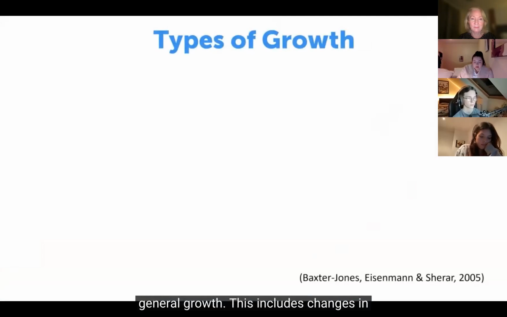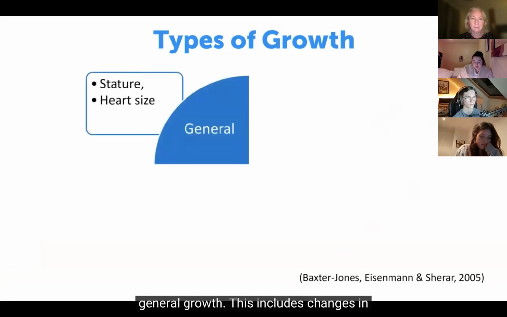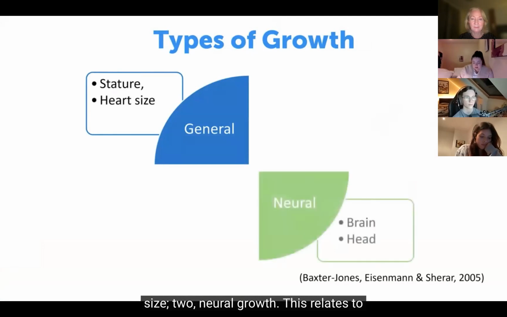These are 1, general growth. This includes changes in the size of the body and its parts, and includes areas such as height and heart size. 2, neural growth.